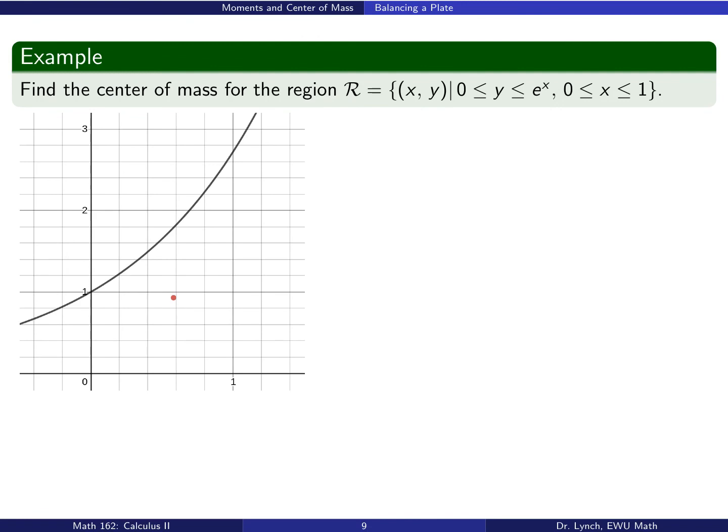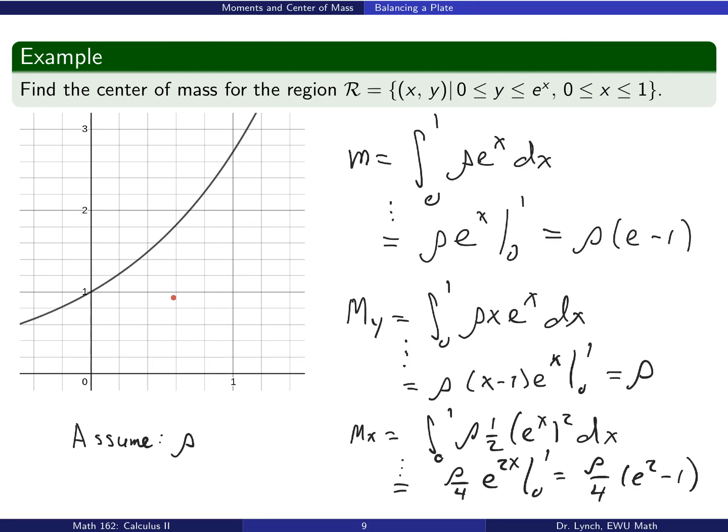Okay, so let's go ahead and find the center of mass for this region R bounded between 0 and e to the x on the interval from 0 to 1. We'll do this like we did before by writing down the mass of the region and finding those moments. We'll just assume that it has some constant density rho. So here's our total mass of the system. The total mass is the integral from 0 to 1 of rho e to the x, so we obtain rho times e minus 1.